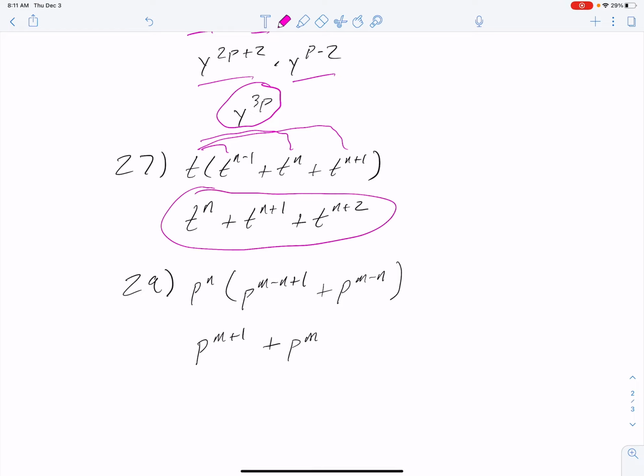And finally, I distribute p to the n to p to the m minus n plus 1. So I see that n minus n is 0, leaving me with p to the m plus 1. Distribute, similar things happen. N minus n gets me 0, leaves me with p to the m, and I've got my final answer.